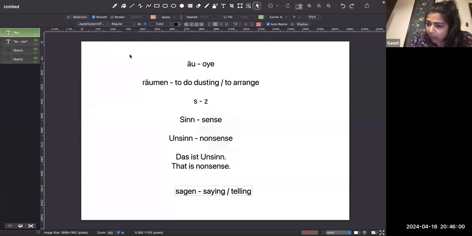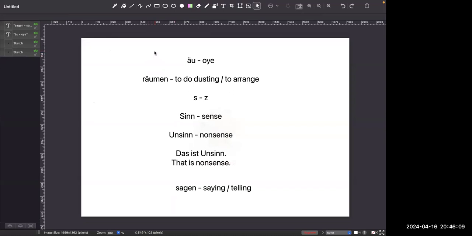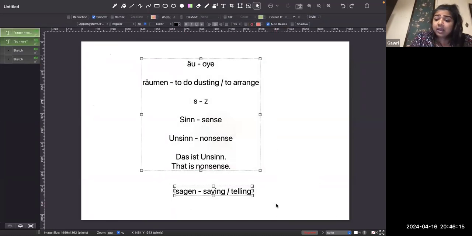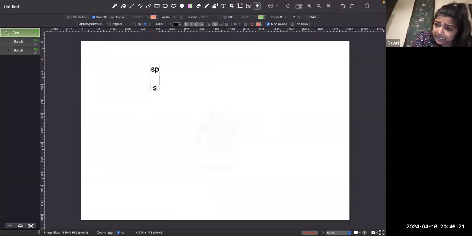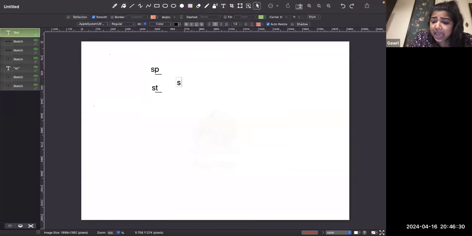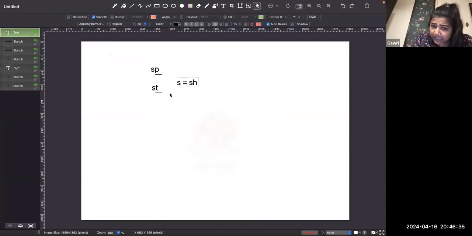So how is S pronounced in German? Like Z. We have to give the sound of Z. But guys, for this also there are two exceptions that we have to learn. Whenever after S you see P or after S you see T, in these two cases, S will not be Z. In these two cases, S will be pronounced as sh.